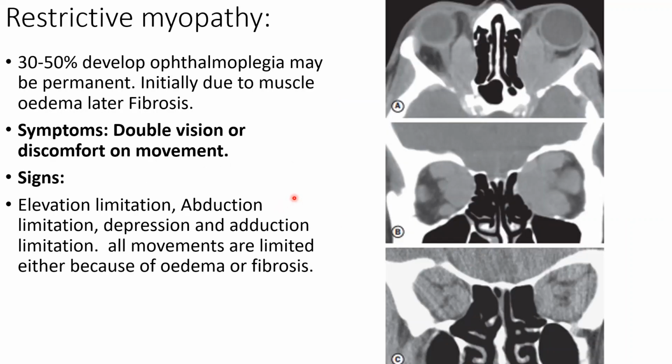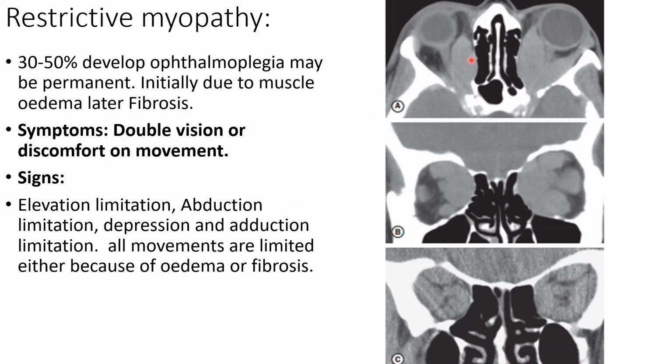There is a restrictive myopathy in 30 to 50%. They develop ophthalmoplegia. It may be permanent, initially due to the muscle edema, later due to the fibrosis. There may be double vision or discomfort on movement of the muscle involvement. There is elevation limitation, abduction limitation, depression, and adduction limitation. All movements are limited either because of the edema or fibrosis.